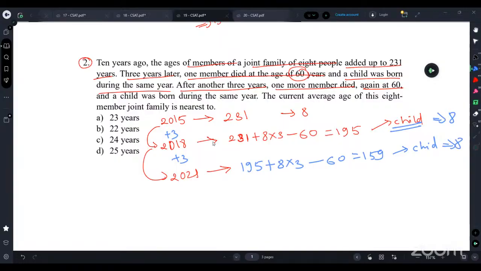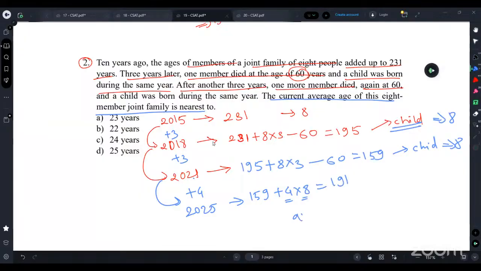Now we have to find out which the current average age of the 8 members of the joint family is nearest to. Now we have to come to 2025. So how many years? 4 years, as 21 plus 4 is 25. So 159 plus 4 into 8, because 4 years have passed and there are a total of 8 members in the family. 159 plus 4 into 8 is 32, so that will be 191 years.